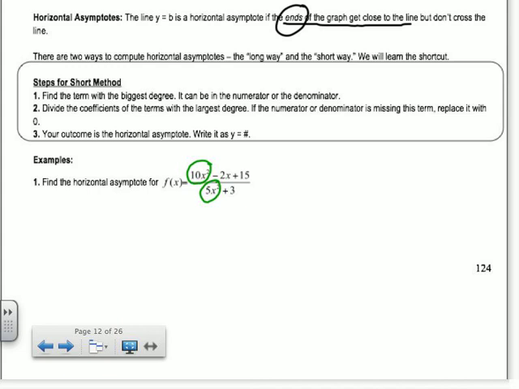Okay, number 2 says divide the coefficients of the terms with the largest degree. So my coefficients are the numbers out front. So I do 10 divided by 5. It says if the numerator or denominator was missing the term, so if I only had it in the numerator, I'd write a 0 in the denominator. If I only had it in the denominator, I'd write a 0 in the numerator. All right, your outcome is y equals something because it's a horizontal line. So it's a y equals. So that's it, y equals 2. Easy. So that means for your graph, y equals 2 is right there.